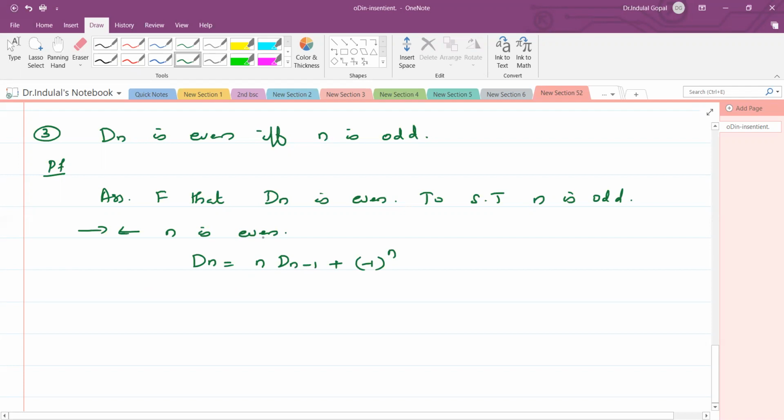And we assume that n is even. If n is even, this term is even. And since n is even, this is 1. And even plus 1 is odd. That shows that Dn is odd. That is a contradiction to the assumption that Dn is even. Therefore, our assumption that n is even is wrong. Therefore, n is odd.